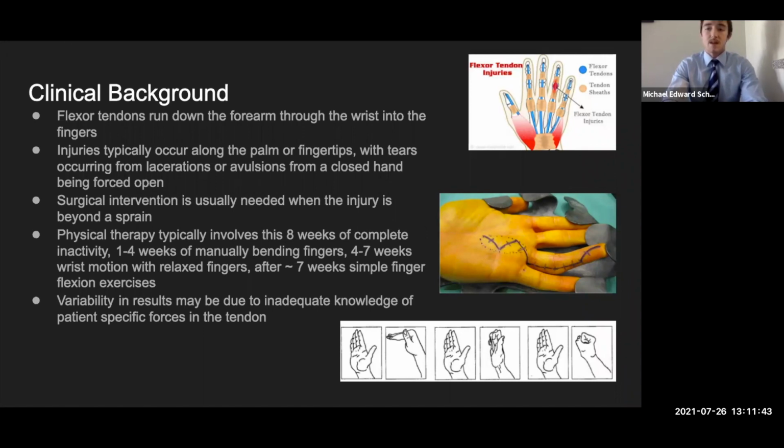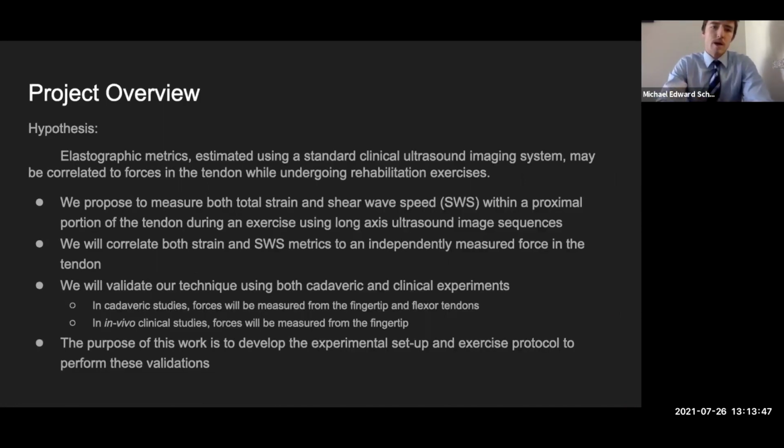in that person's tendon. To explore the project overview, our hypothesis is that elastographic metrics estimated using a standard clinical ultrasound imaging system may be correlated to forces in the tendon while undergoing rehabilitation exercises. In order to prove this hypothesis, we have to measure total strain and shear wave speed along a proximal portion of the tendon during exercise using longitudinal ultrasound imaging sequences. We will then correlate those ultrasound metrics to an independently measured force from the tendon.